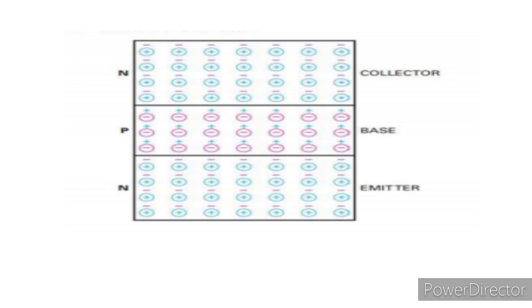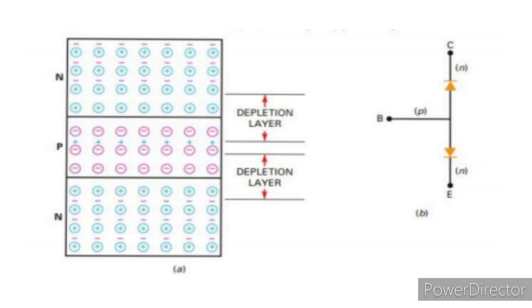Recall that the majority carriers are free electrons in the N-type material and holes in the P-type material. Transistors are also manufactured as PNP devices. A PNP transistor has an N region between two P regions. To avoid confusion between NPN and PNP transistors, our early discussion will be focused on the NPN transistor.